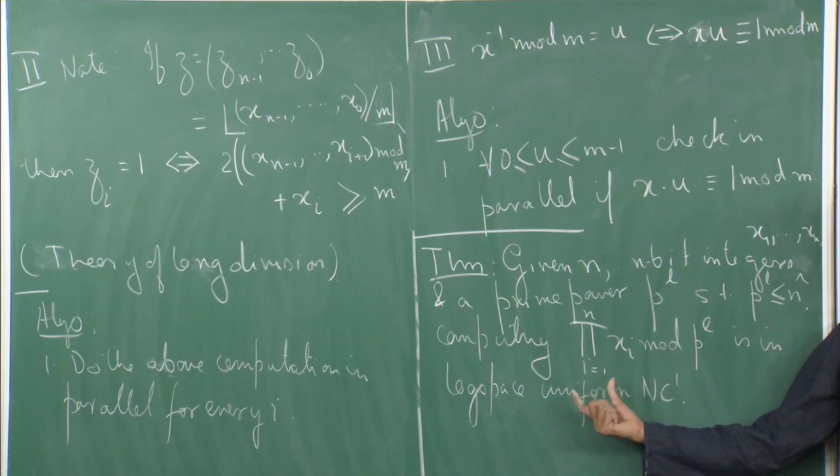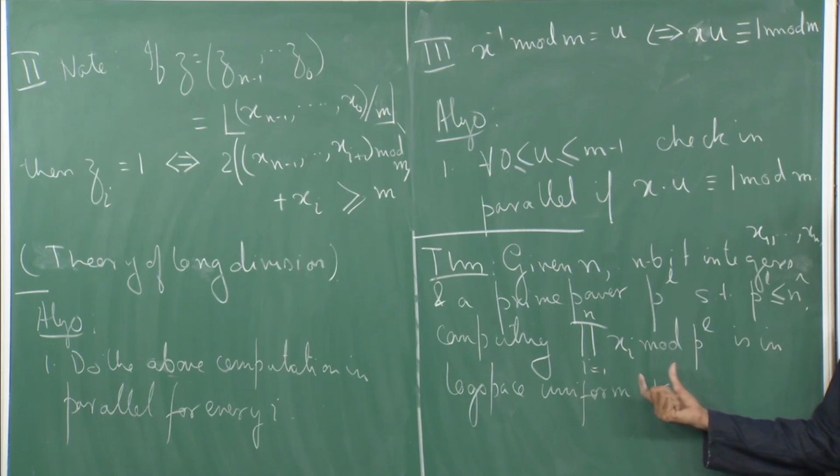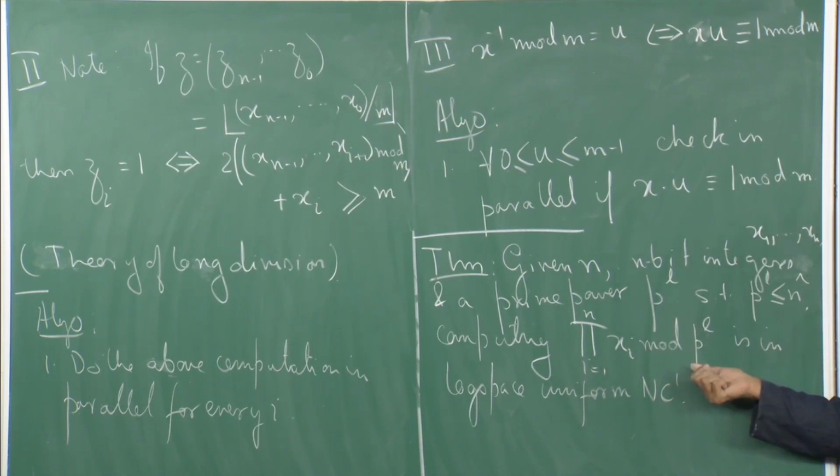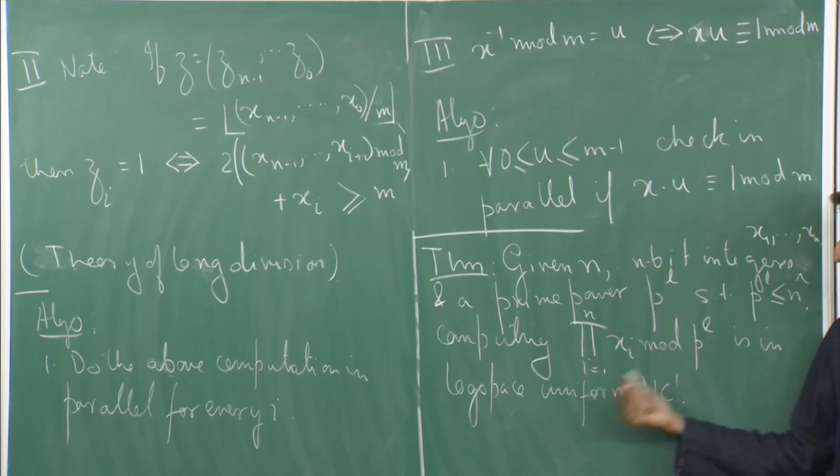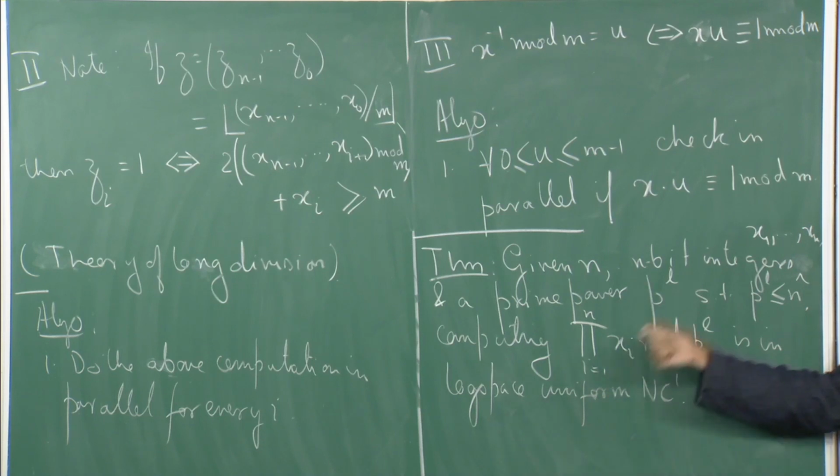As I was saying, ultimately our agenda is to show that we can do this computation in NC1 even in general, even without taking modulo a prime power. But what we will see before that is that if we have a prime power and you want to do iterated product modulo the prime power, that is actually doable in NC1. Okay, so I will stop here.